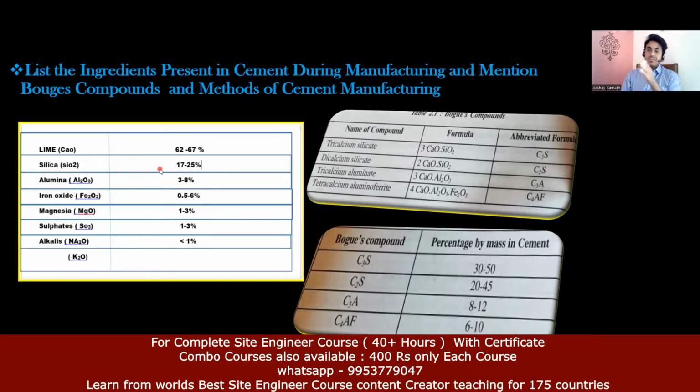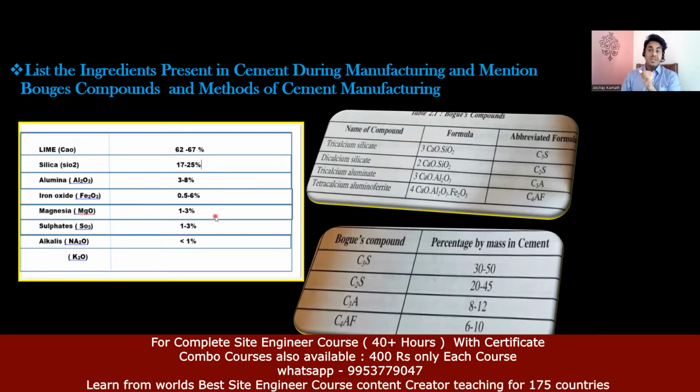Lime will be added in the 62 to 67%. Even you can take 65%, you can tell, no issues. Silica, you can tell 17 to 25, even you can tell 20 to 22% is my silica. Alumina, you try to remember 3 to 8%. Rest all things you can tell a minimum amount has to be added, right?